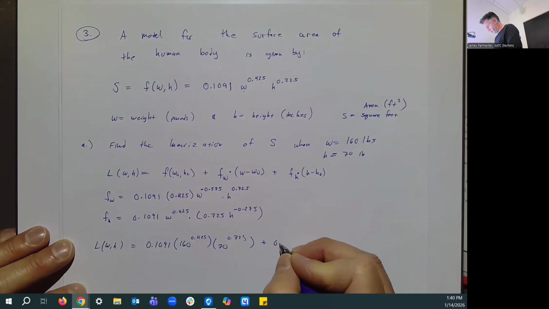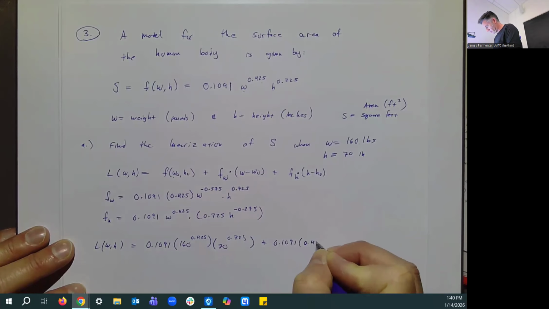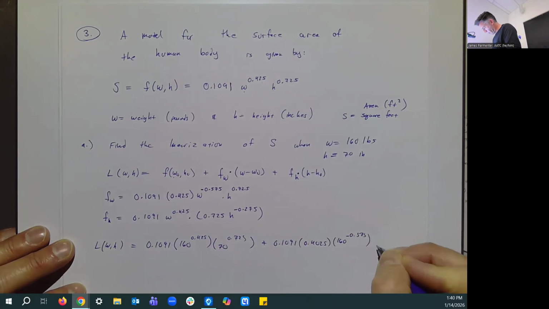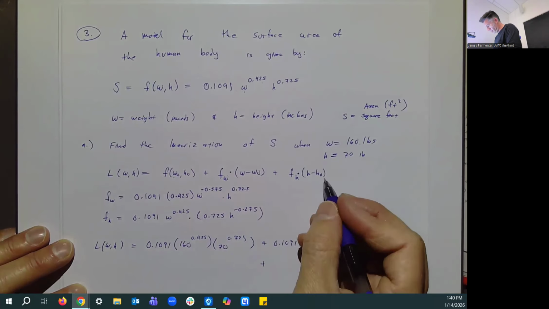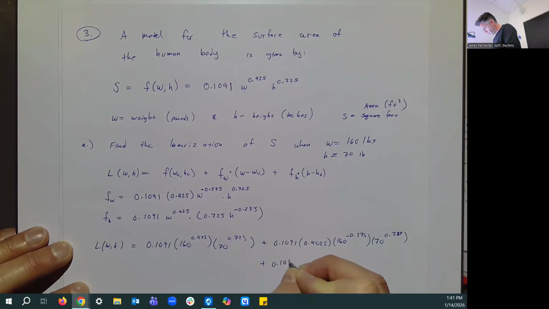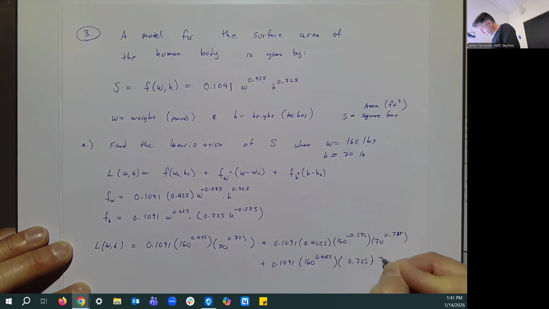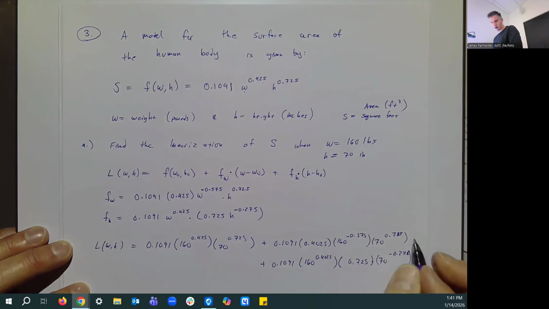So it's my 0.1091 times 0.425 times 160 to the negative 0.575 times 70 to the 0.725, plus this piece over here, which is my f_H, so my 0.1091 times my W, which is 160 to the 0.425, times my 0.725 times my H, which was 70 to the negative 0.275. Absolutely terrible.